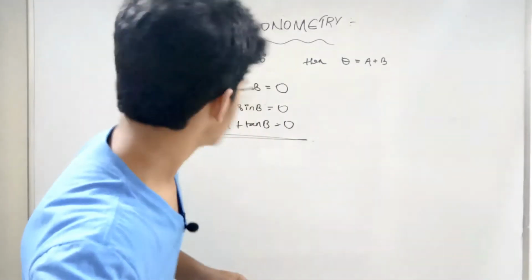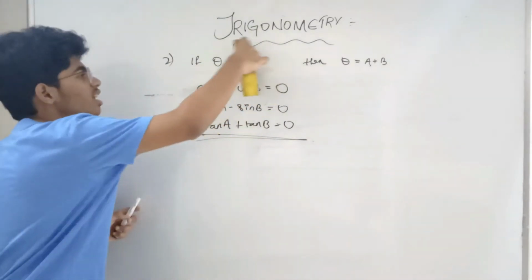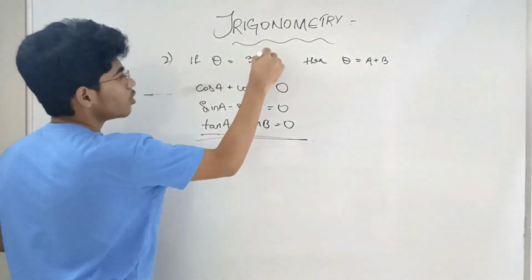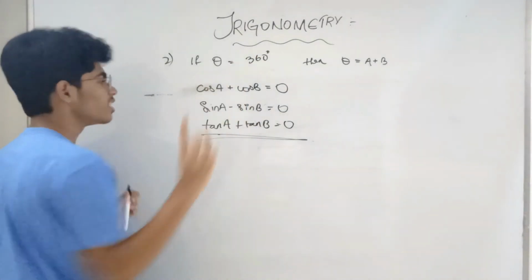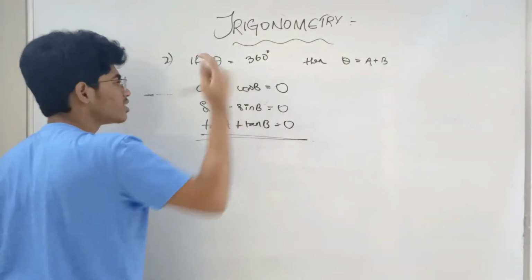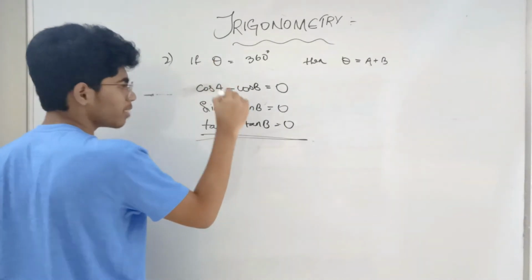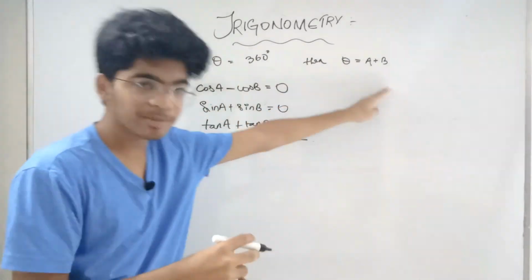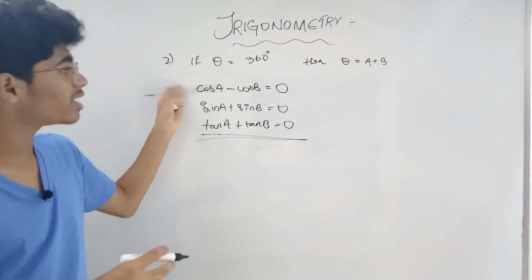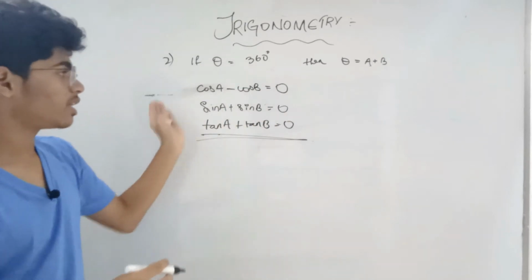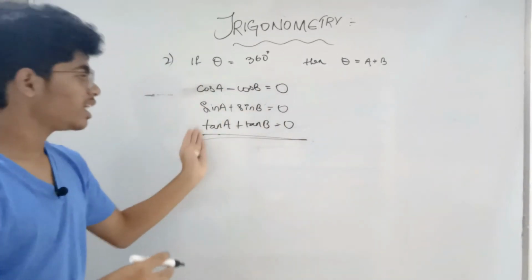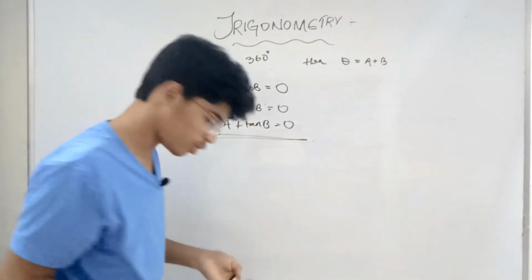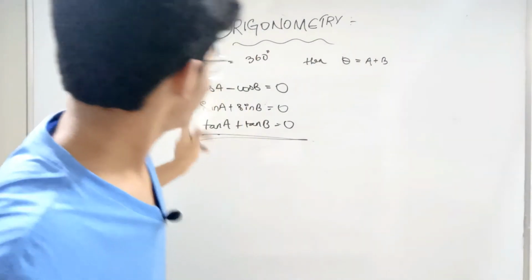So if a plus b equals 180 degrees, then cos a plus cos b is 0, sine a minus sine b is 0, and tan a plus tan b is 0. Pretty simple. And if we change the theta value to 360 degrees, only the signs change. See, here's the magic. If theta equals 360 and theta equals a plus b, then cos a minus cos b is 0, sine a plus sine b is 0, and tan a plus tan b is always 0. Because in both cases, tan a plus tan b is 0. So, these are a few shortcuts.